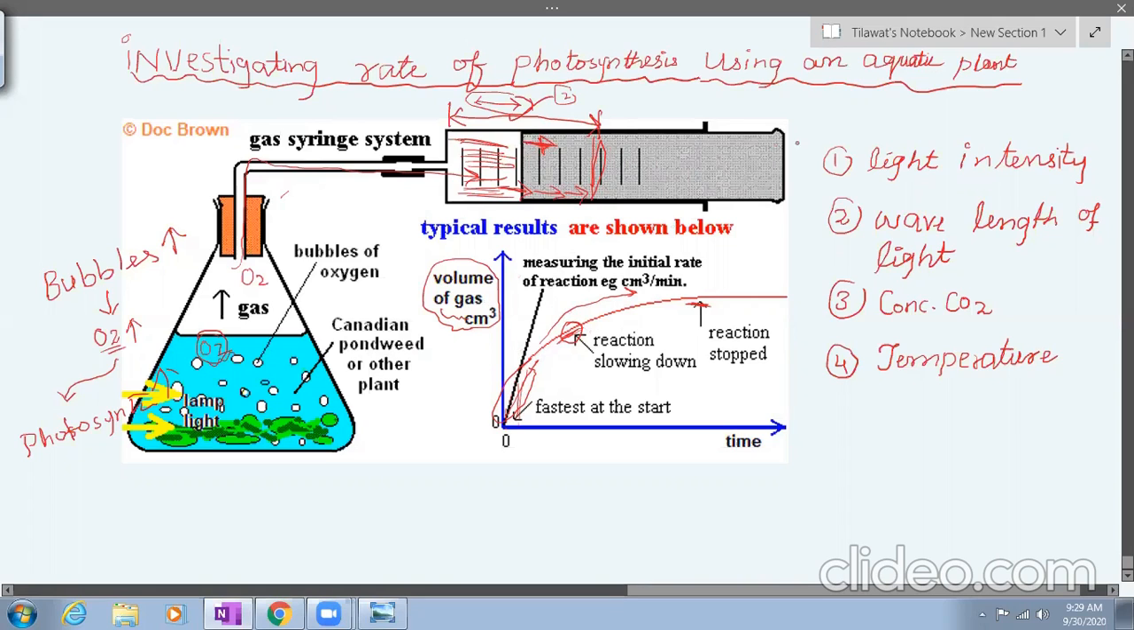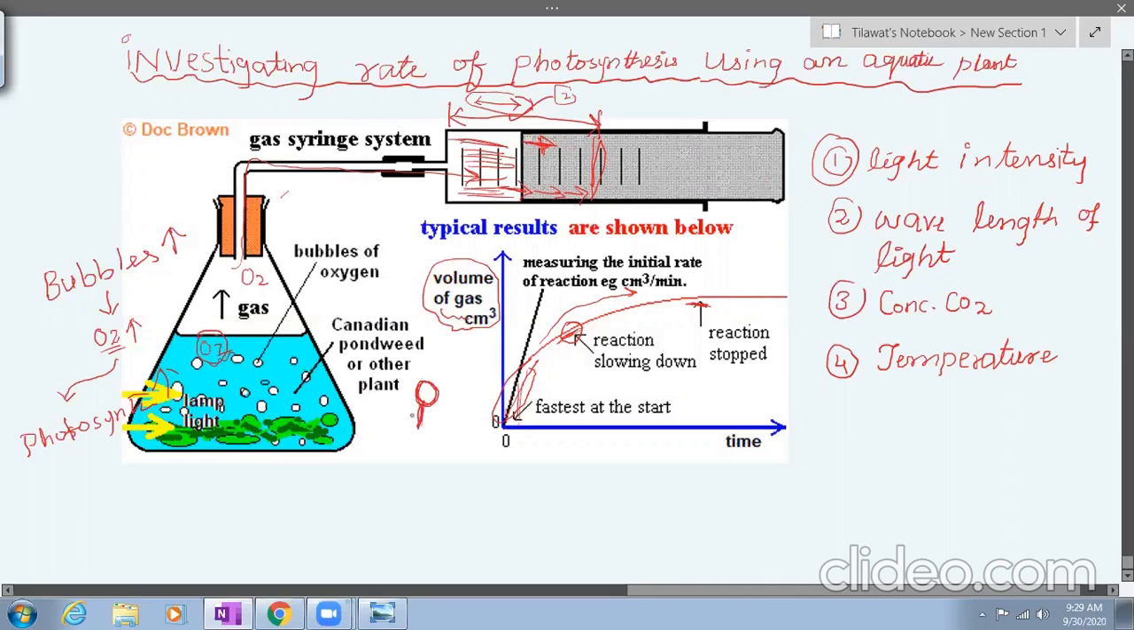So now we are checking these factors. For example, I want to check the effect of light intensity on the rate of photosynthesis. So what will I do? I will expose this apparatus to light, to different intensities of light. For example, I keep a source of light, like a lamp, here at this distance.